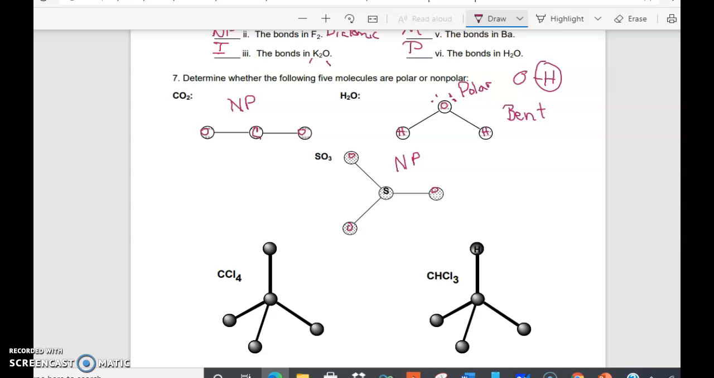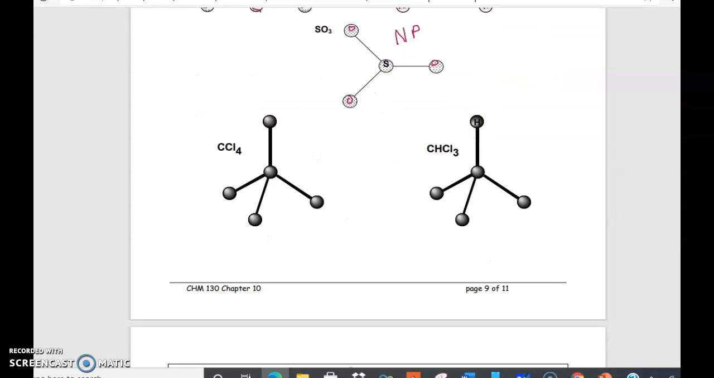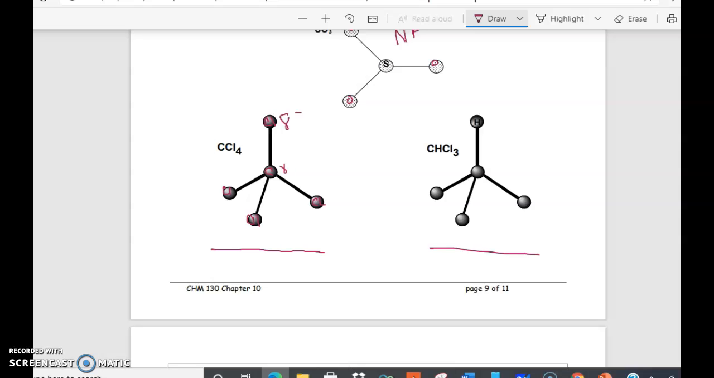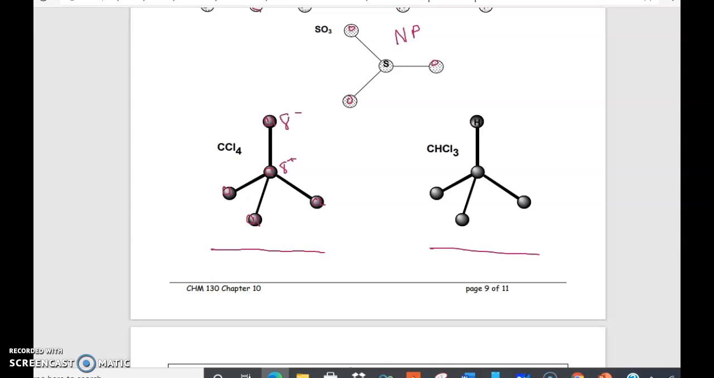Okay, now let's look down at these two tetrahedral molecules. All right, so for CCl4, first we're going to look and see, are there polar bonds? Well, if we have carbon in the middle and chlorines on the outside, there are polar bonds in it, because if you were to look at the periodic table, you would see that chlorine is more electronegative than carbon, okay? So there's definitely polar bonds here.